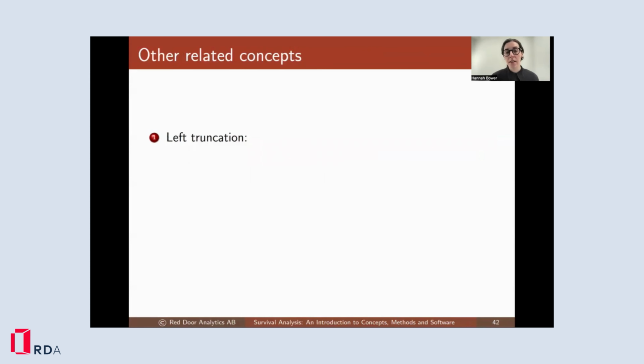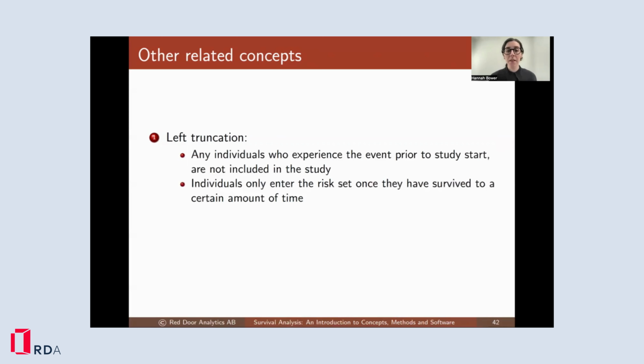There are other related concepts that you may be interested in learning about, which we'll cover very briefly here. We have some references where you can read some more about these. One of which would be left truncation. This is when individuals who experience the event prior to the study start are not included in the study. So individuals only enter the risk set once they have survived to a certain amount of time. This is a type of sampling bias that should be considered when interpreting results.